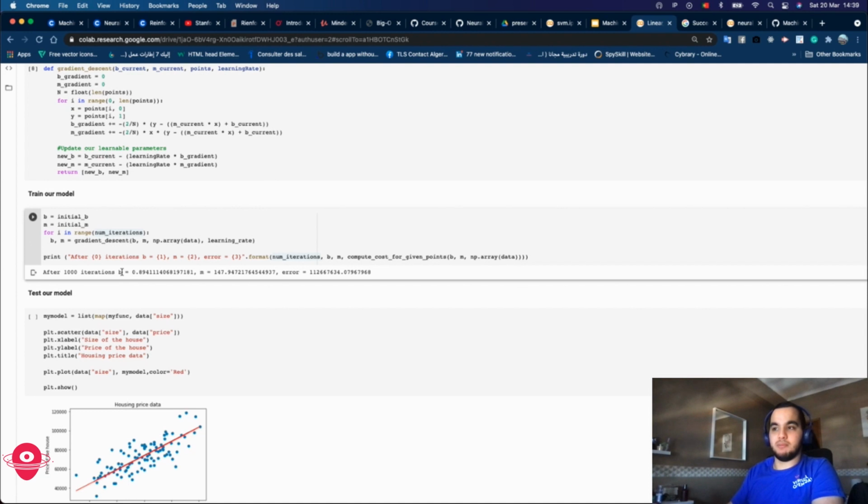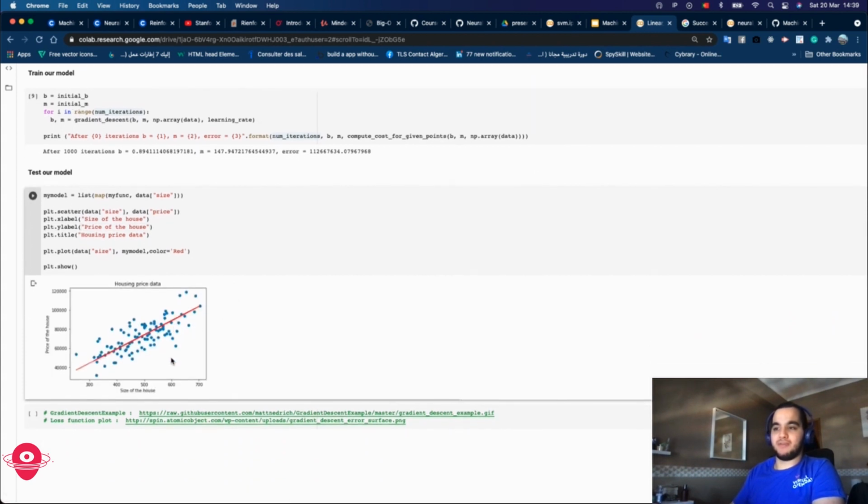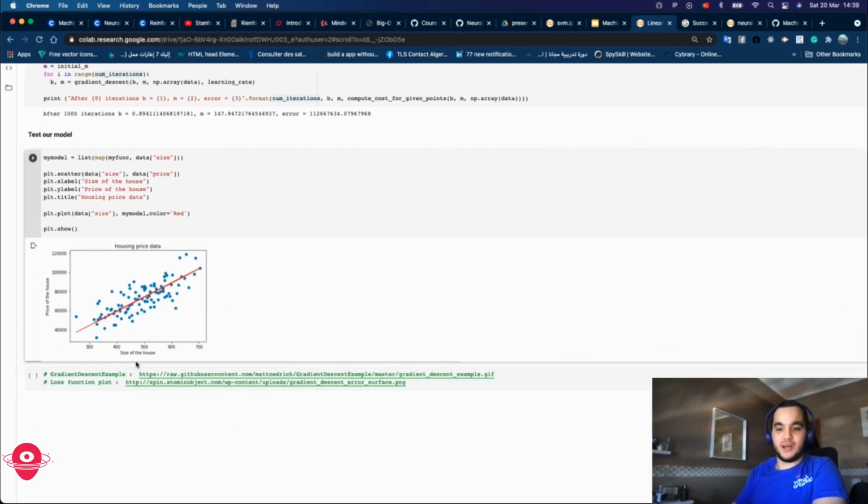Okay, so after 1000 iterations, the b was equal to 0.8 instead of 0, because we did start at 0, and the m basically is 147. So it mapped from the 0 to 147. And once we plot these parameters that we have, this is what we get basically. We have this straight line here that's fitting the data. So this proves that our model, the linear regression model, actually learned to predict the y given the x.